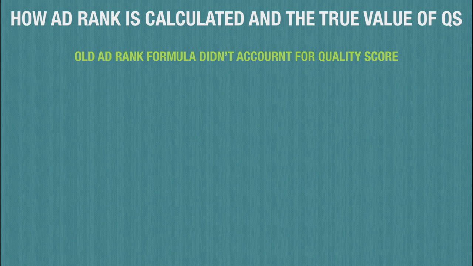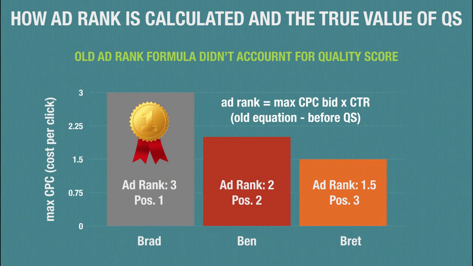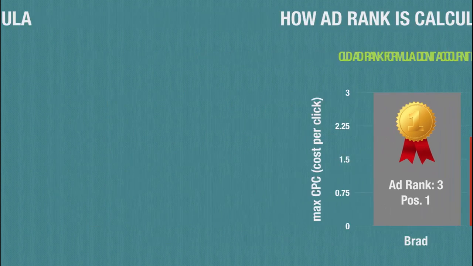It all begins with an understanding of how ad rank is calculated in the post-quality score era. Like we saw a while back in our example with Brad, Ben, and Brett, the old formula used to calculate ad rank didn't account for quality score. Essentially, the highest bidder won the top slot, since max CPC bid was the most important factor in calculating ad rank. The new formula introduced to calculate ad rank changes things up dramatically, so let's see what that new formula is and what it means for advertisers and their bidding wars.